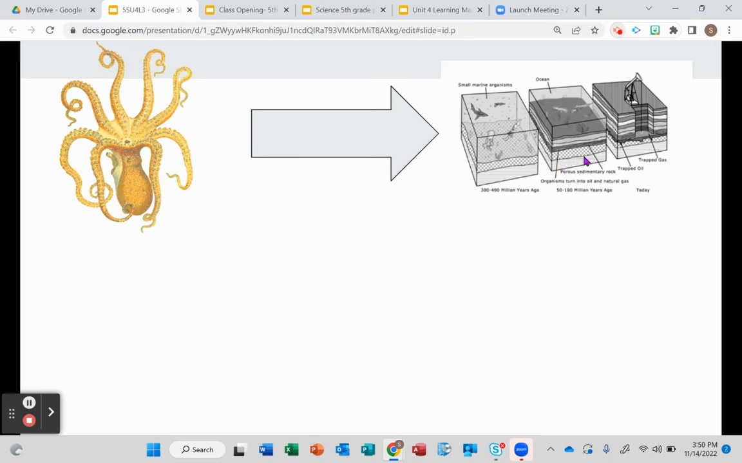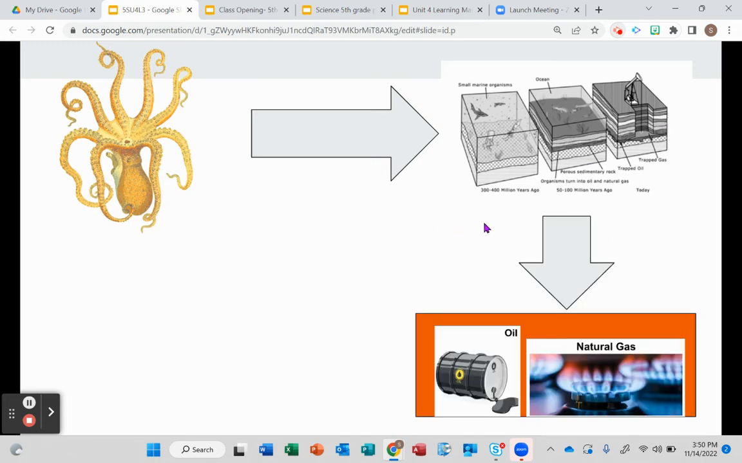Along with all of these layers of sediments being piled on top, we're also going to have pressure and heat being applied to these decaying animals. And then eventually they will turn into either natural gas or oil. One's a gas and one's a liquid; these are both forms of fossil fuels.